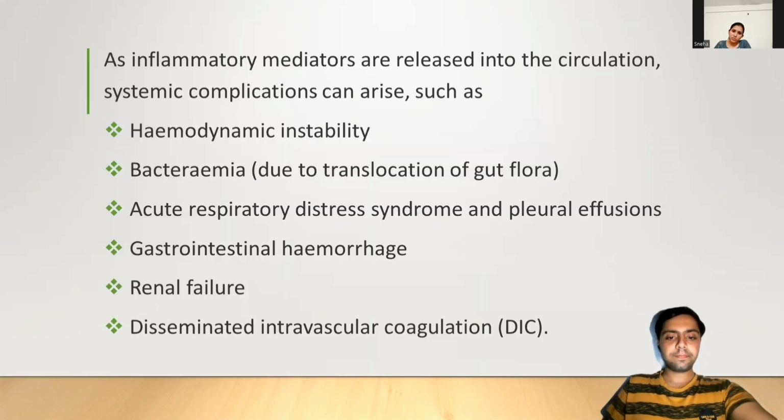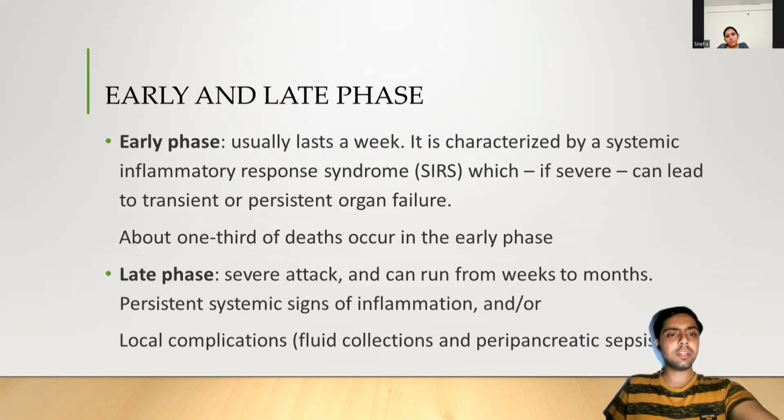Then, yeah, we have the systemic complications also of acute pancreatitis. What happens is all the inflammatory mediators are also released into circulation, which will cause hemodynamic instability, sepsis. Then we have ARDS, pleural effusion, GI hemorrhage, renal failure, and DIC. Basically, all these inflammatory mediators are released into the circulation, causing renal damage and other organ damage. So it's a multi-organ damage at the end in severe cases.